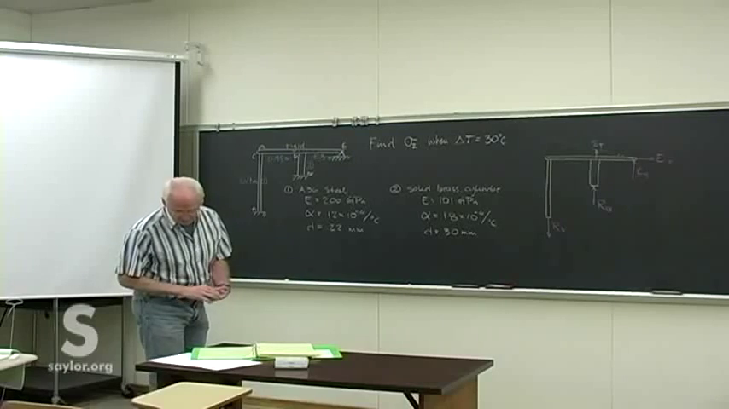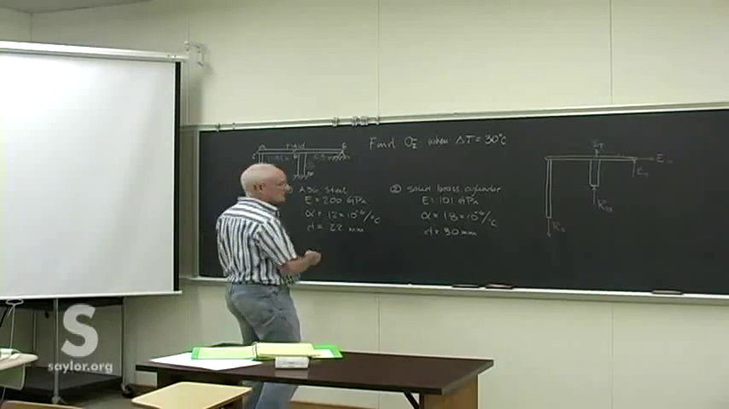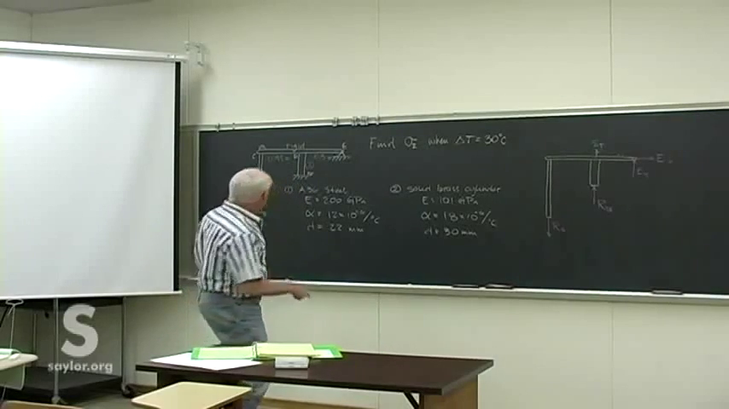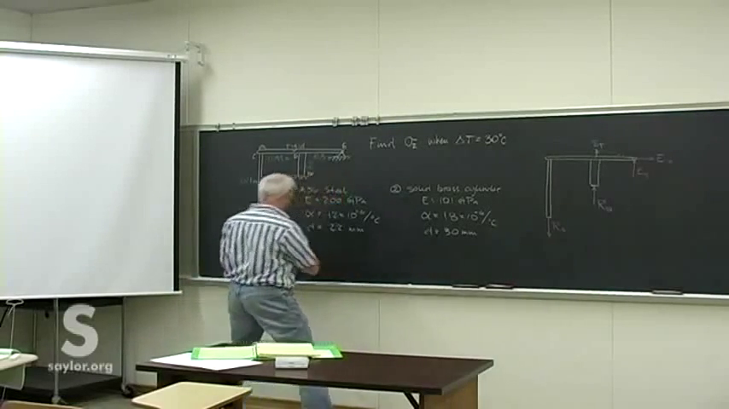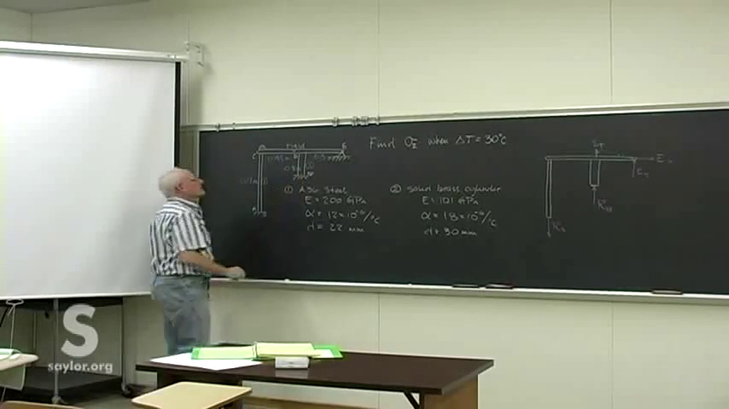Don't we need the original length of the brass cylinder? Yes, that is missing. It's 0.3 meters. Thank you, Travis.